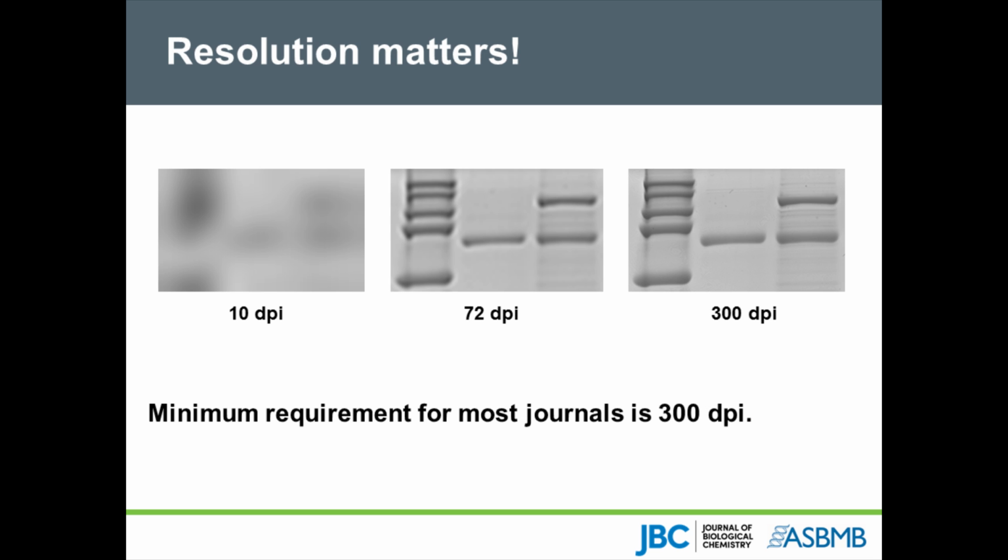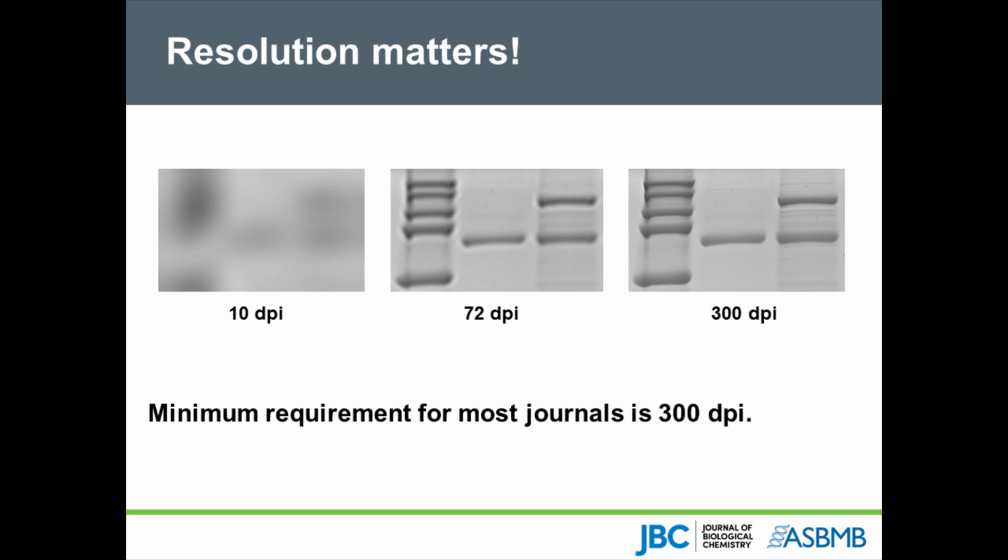The next thing you want to do is make sure you're acquiring your image at the correct resolution. Resolution is the density of pixels in your image. For example, 10 dpi would be 10 pixels per inch. Keep in mind that most journals will require that you submit your figures with a minimum resolution of 300 dpi. That means you need to be acquiring your data at a minimum of 300 dpi.